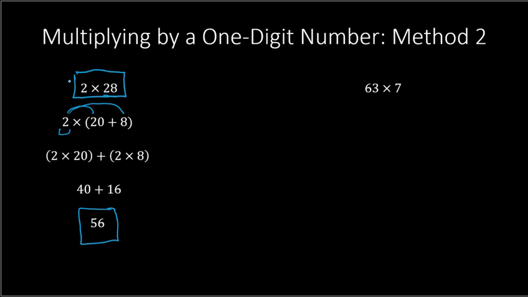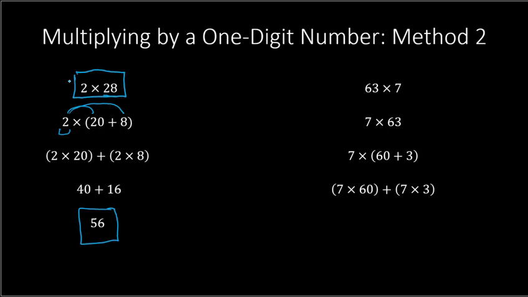Let's try another one with this method 2. Here we have 63 times 7. So for method 2, you probably want to put the small number first to help you visualize this better. So we have 7 times 63. So the mental steps you want to take is thinking of 63 as 60 plus 3. So you take the 7 times 60, and then the 7 times the 3.